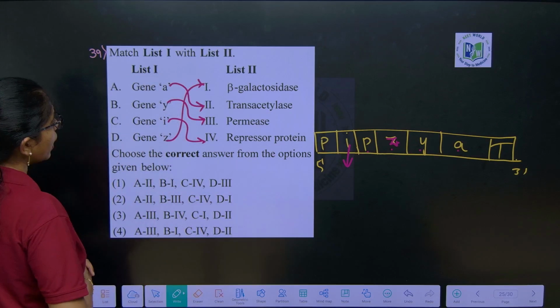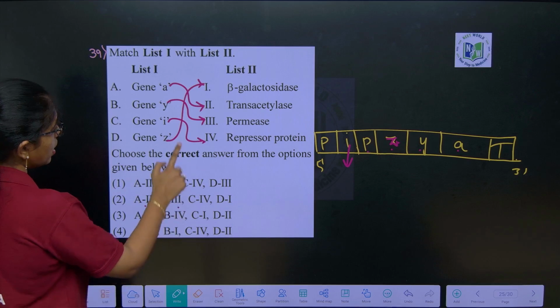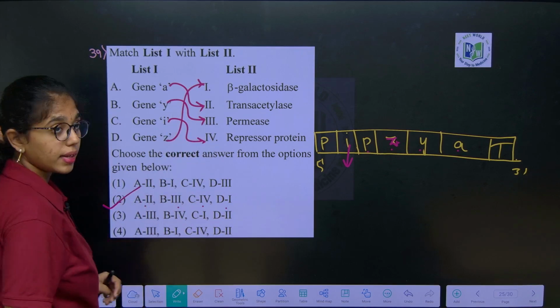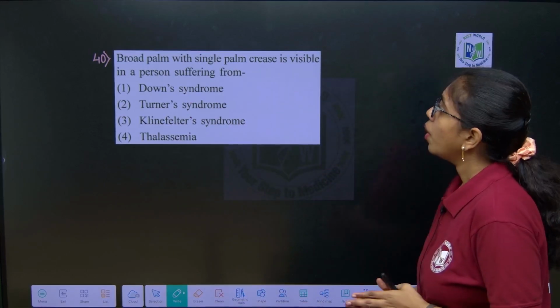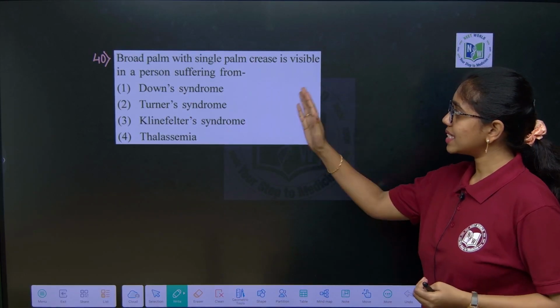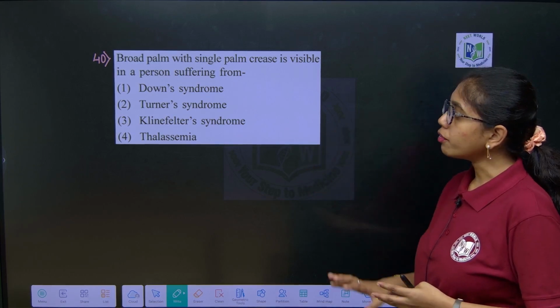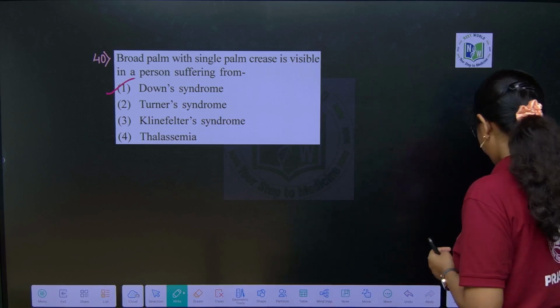So here what will be your answer? A is 2, B is 3, C is 4 and D is 1. Option 2 is the correct answer. Next, broad palm and single palmar crease is visible in a person suffering from Down syndrome.